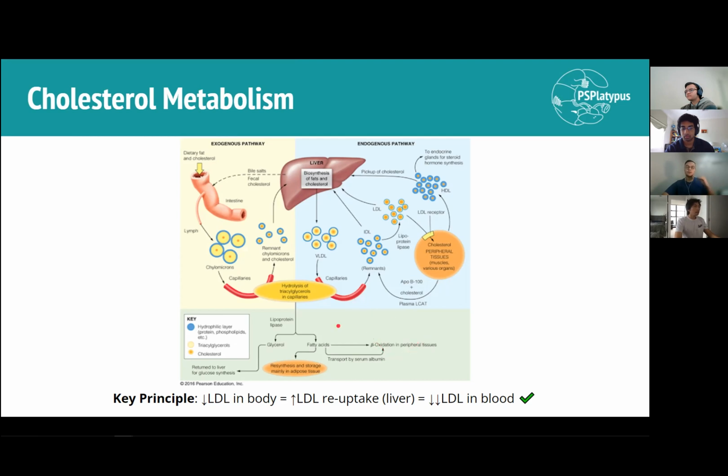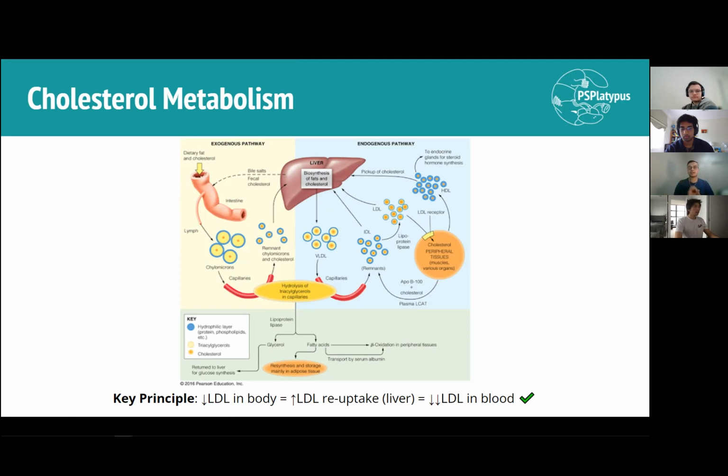So that's why whenever we lower LDL in the body, we're actually going to increase the reuptake of LDL by the liver. So it's going to have more receptors on it to take up LDL. And therefore, we're going to actually work to further reduce LDL in our bloodstream. It's a bit of a confusing concept. So I've just put that down there as a key principle. And we're going to be going over that a bit later as well. But if you're still a bit confused, have a look at the notes in the bottom of this slide, and it'll make more sense. So the last point I want to touch on over here is that we're going to actually lower cholesterol in the blood through two mechanisms.